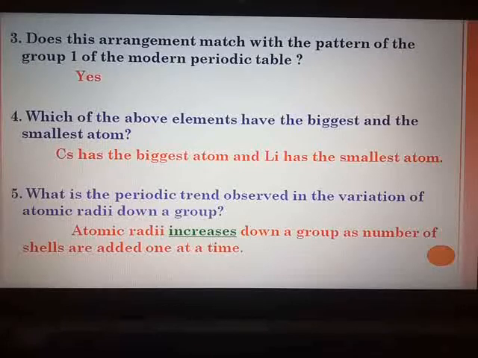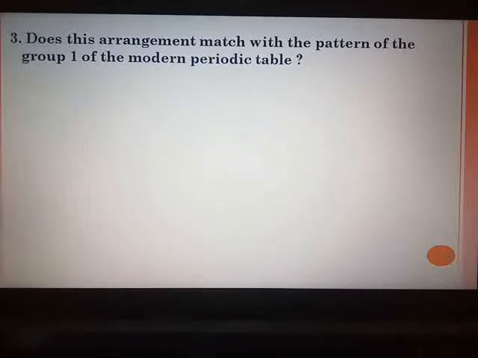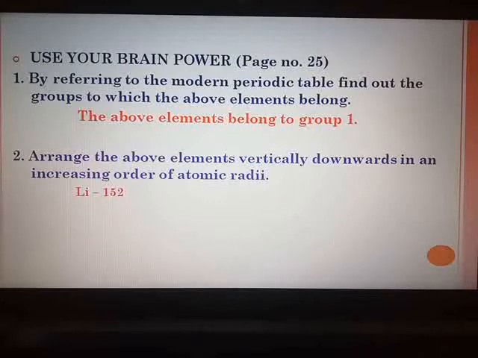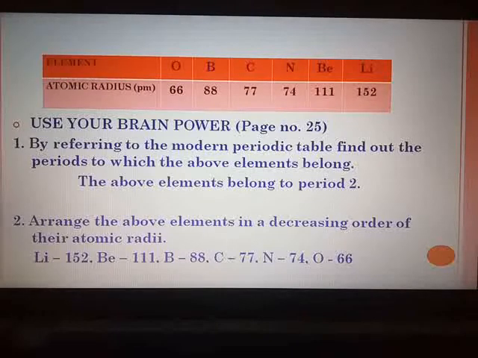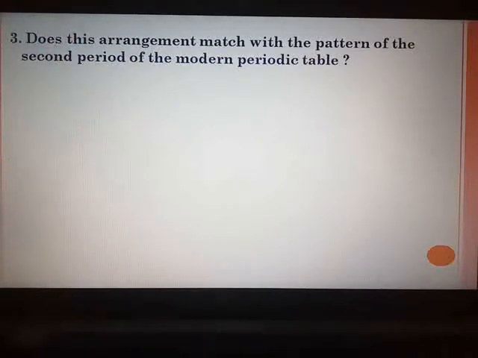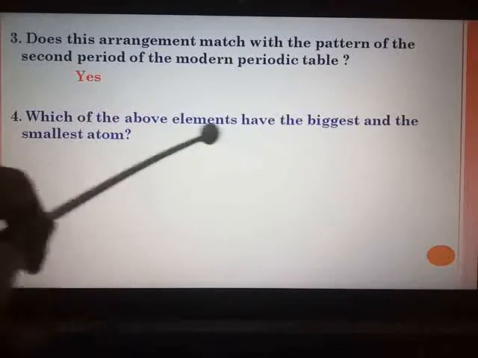I will just go through the above slides. Just go through it. If any of the points you have not followed, both the activities on page number 25 I am keeping open. In the first activity, they have given the elements' atomic radius. They have asked which period they belong to. They belong to the second period. Then we have arranged the elements in the decreasing order, which starts from lithium and ends on oxygen. The third one they have asked, does this arrangement match with the pattern of the second period? Yes, it is matching.